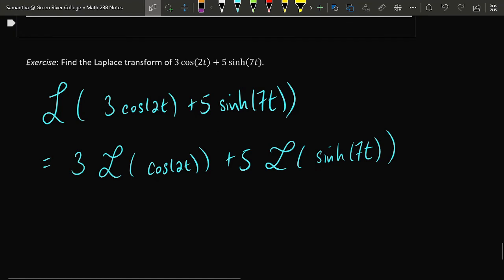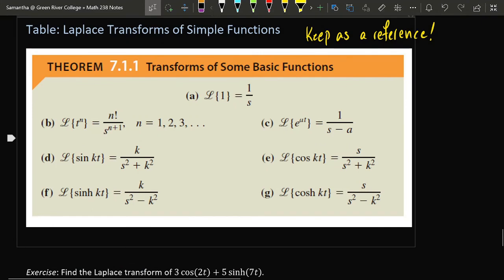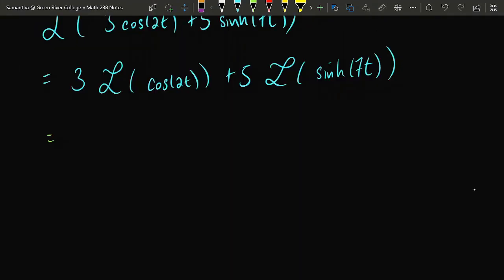Now, let's look to the table to figure out what to do with this cosine. The table says that if you are taking the transform of cosine of number times t, then the result is equal to s divided by s squared plus number squared. Now in our case, that number is equal to 2. So we'll have 3 times s divided by s squared plus 2 squared.